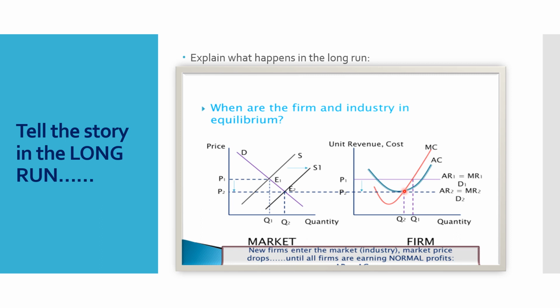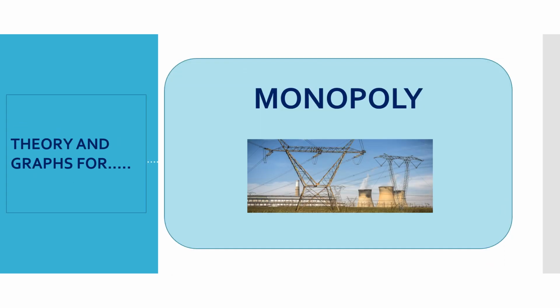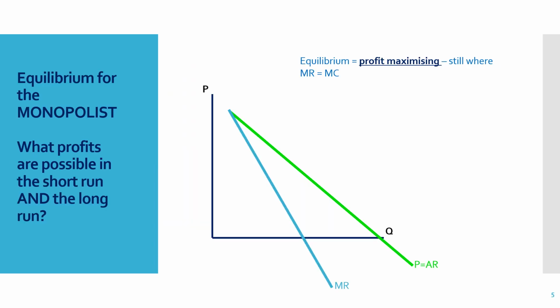Now we're going to move on to our next market structure. Monopoly. Now, you've got to look at your theory and your graphs for monopoly. Your monopoly is a fairly easy one. There's only a single supplier. It's a unique product. There are barriers to entry. In fact, entry into the market is blocked. Now, the question is, what does the graph look like? There we go. But now we've got to get to equilibrium too.